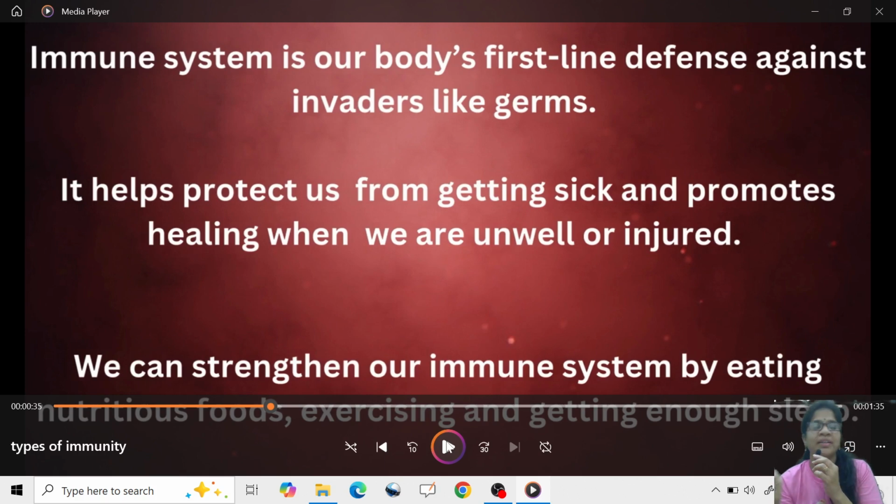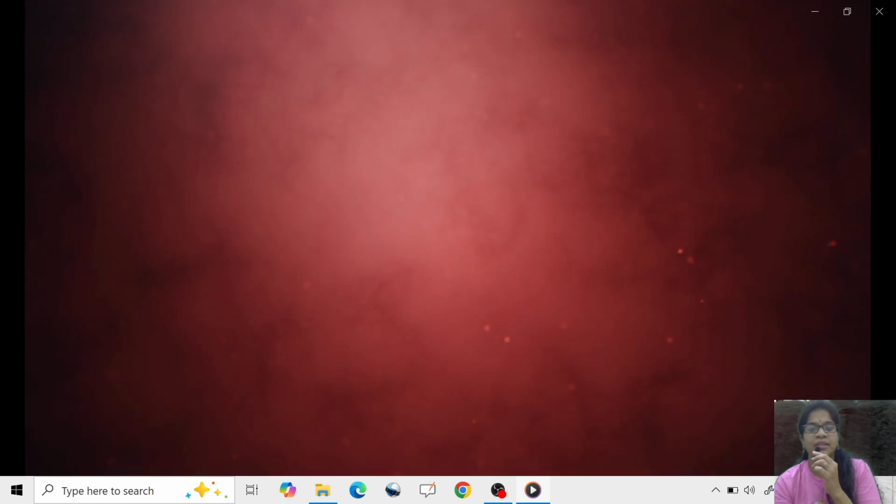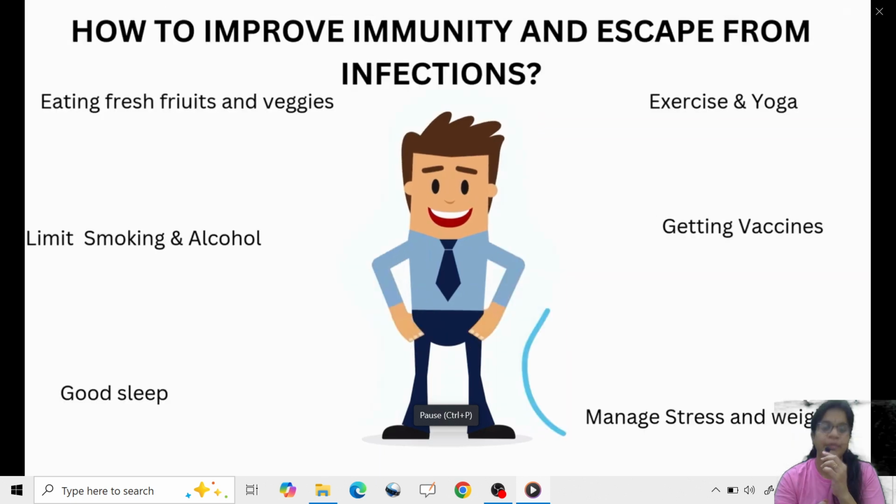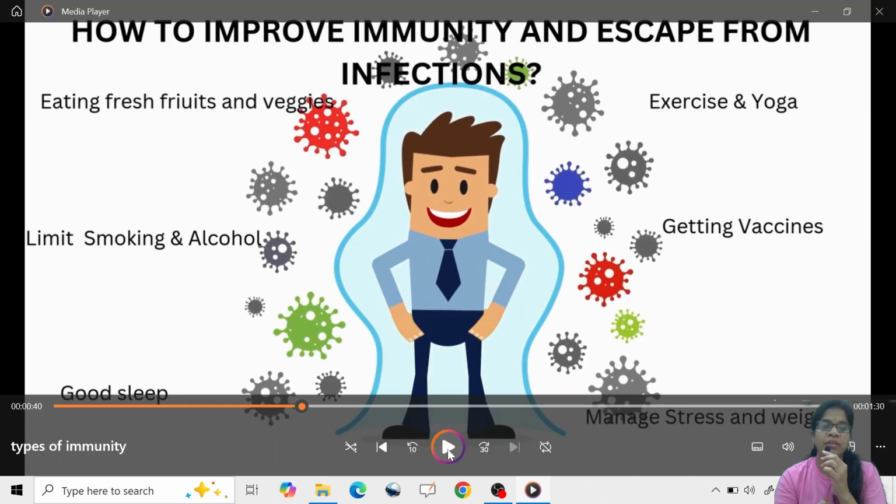Whenever a virus comes into your body, the body should be in such a way that it can really fight against it, and for that you have to maintain a healthy immune system. So let's see how we can improve our immunity and escape infections. Eat fresh fruits and vegetables, limit smoke and alcohol, get good sleep, exercise and do yoga, get vaccinated on time, and manage stress and weight. These are the basic things we need to do to maintain our immunity well.